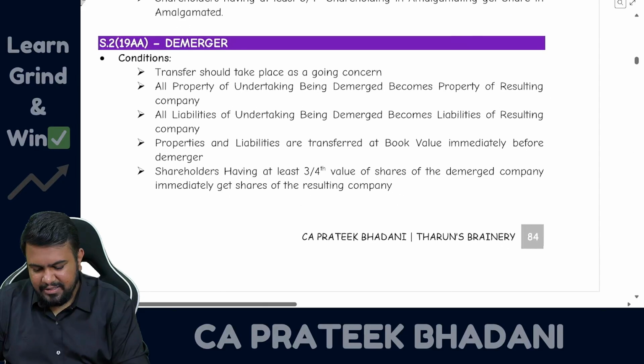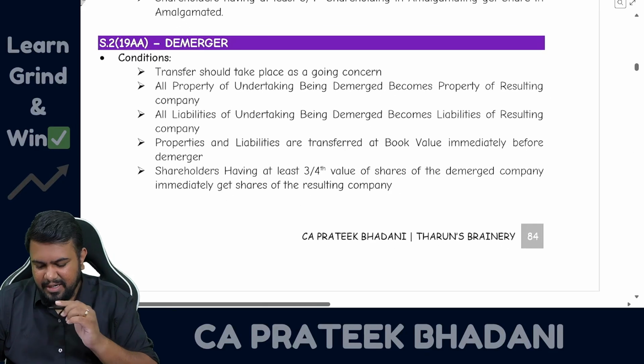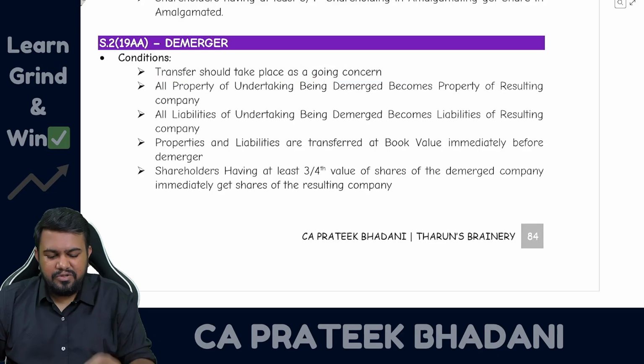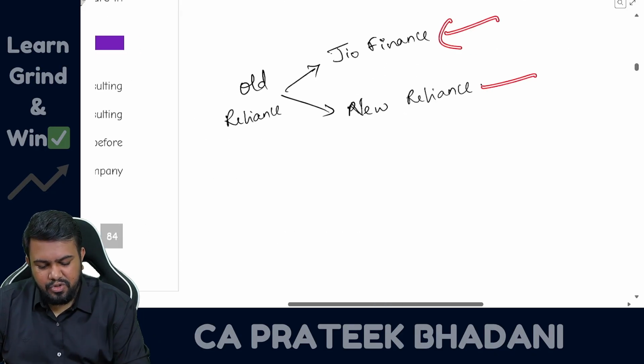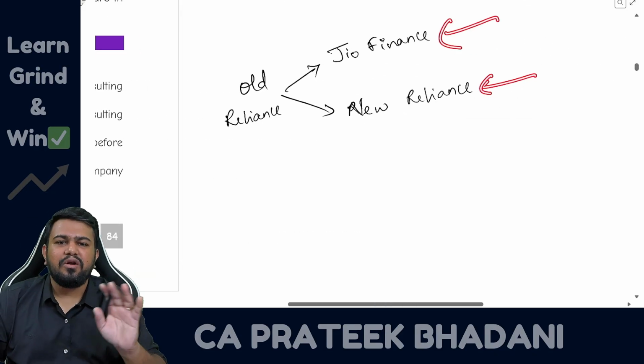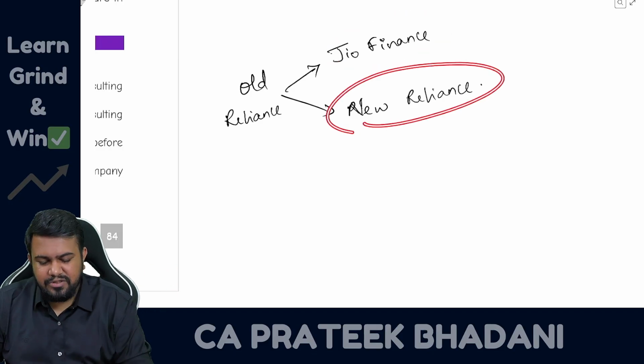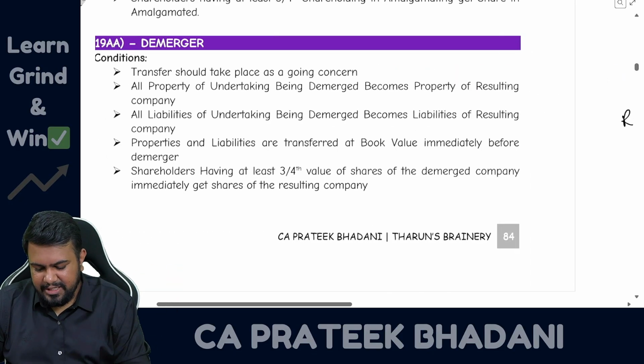So now let us see the conditions for demerger. What is condition number 1? Transfer should take place as a going concern. It means what? Both the new companies should be continuing businesses. You should not close down any business. So Jio Finance also should be a running business. New Reliance also should be a running business. So that is the first condition.